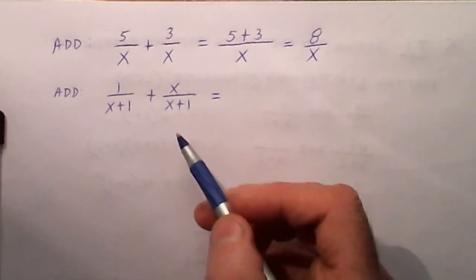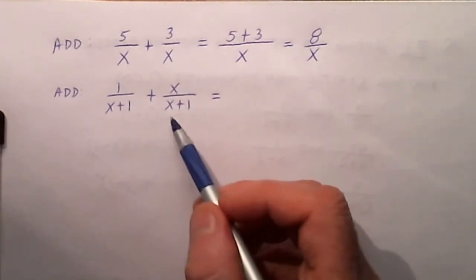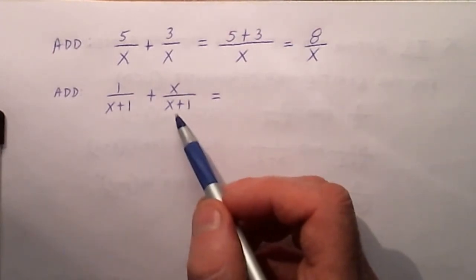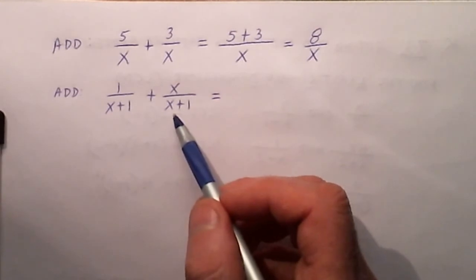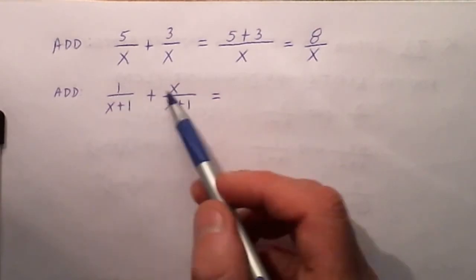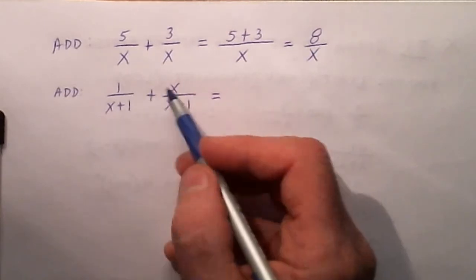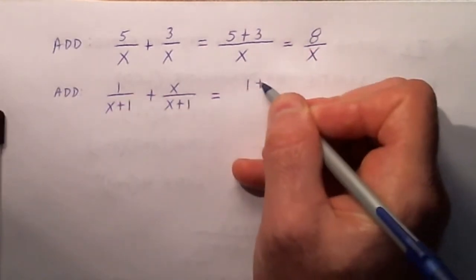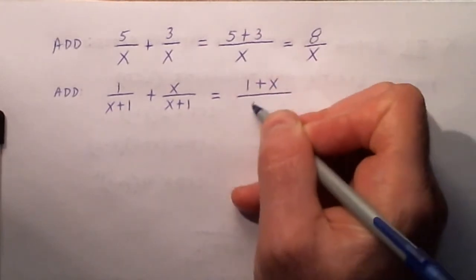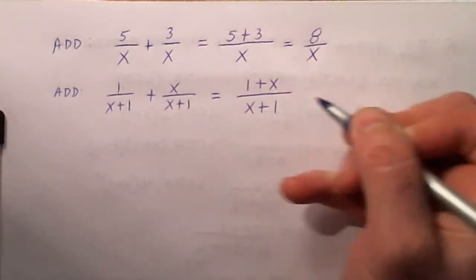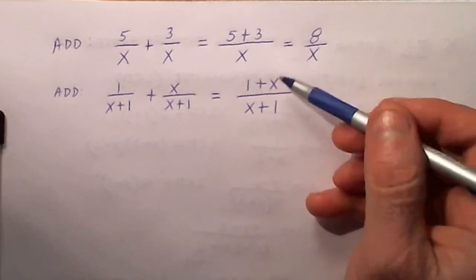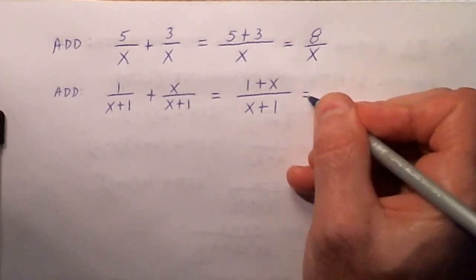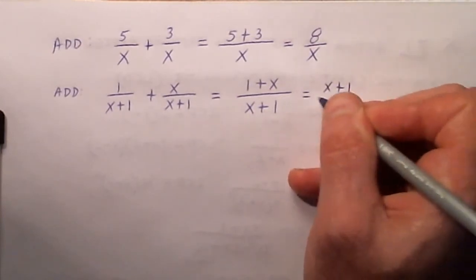Okay, notice that again we have a least common denominator already appearing, so we don't have to worry about that. All that remains to be done is adding our numerators together. Now these are not like terms, so we cannot literally add them together, so the best we can do to represent this is to say 1 plus x, and we place this over our least common denominator, which is x plus 1. But notice 1 plus x is the same thing as x plus 1.